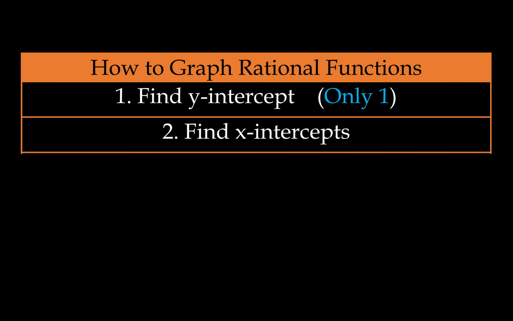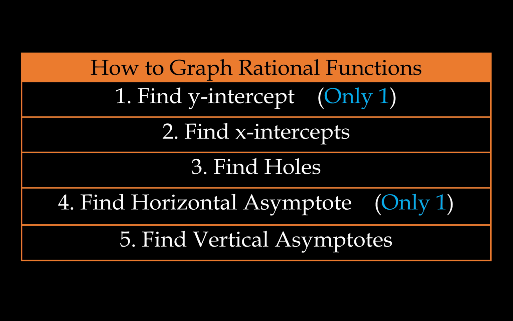When graphing rational functions, you must include the x-intercept and the y-intercept, just like we have in previous videos. However, we must also include holes, vertical asymptotes, and horizontal asymptotes. These are newer concepts to us, so let's explore them one by one.